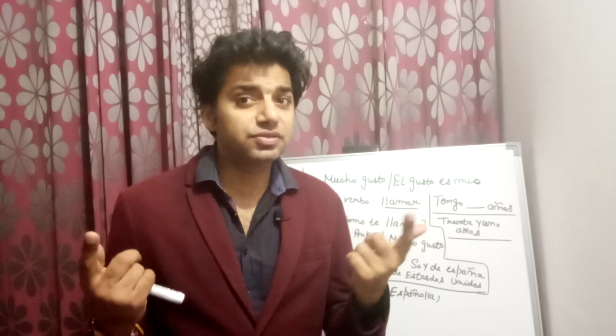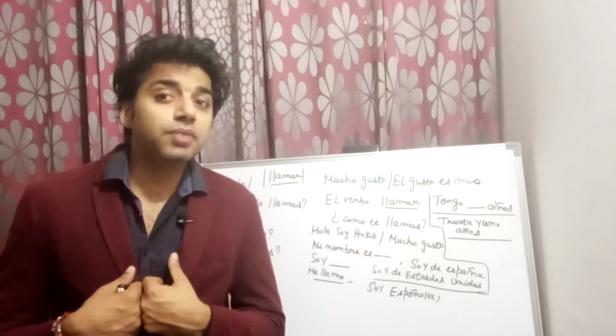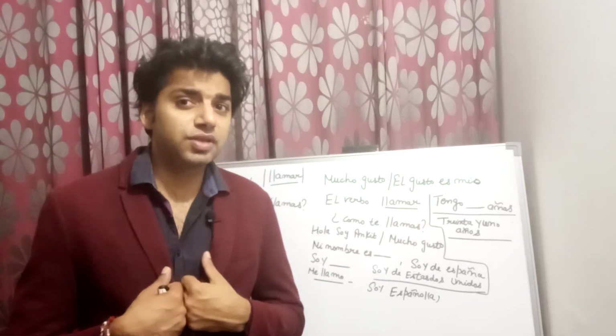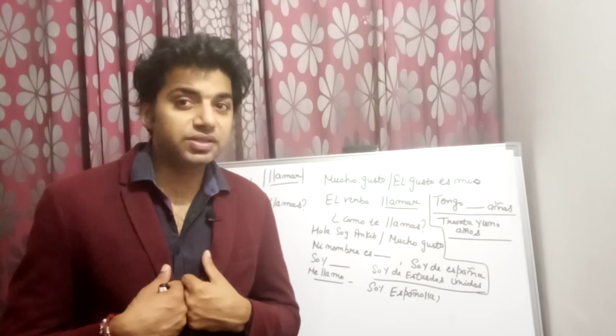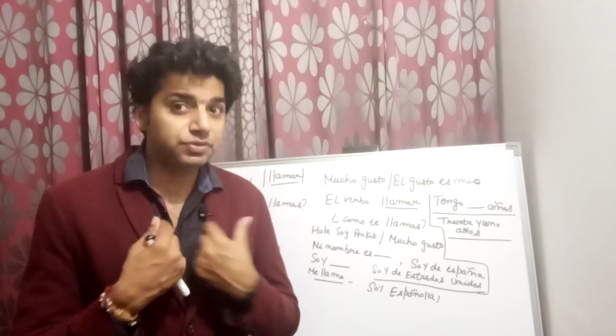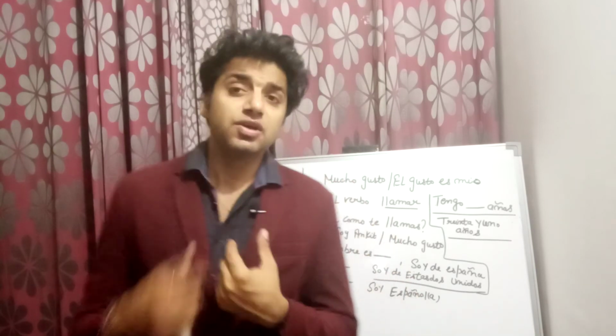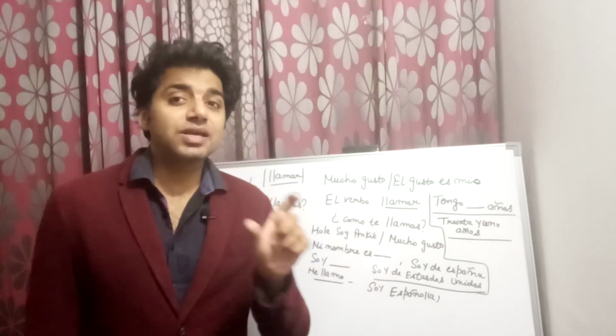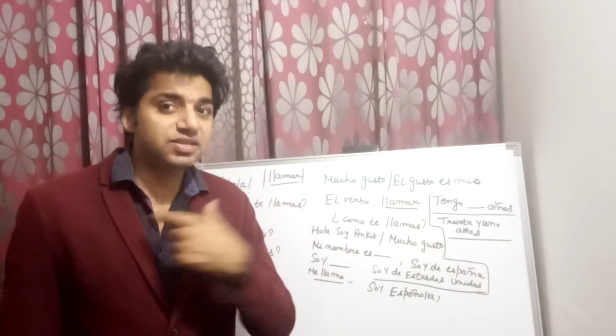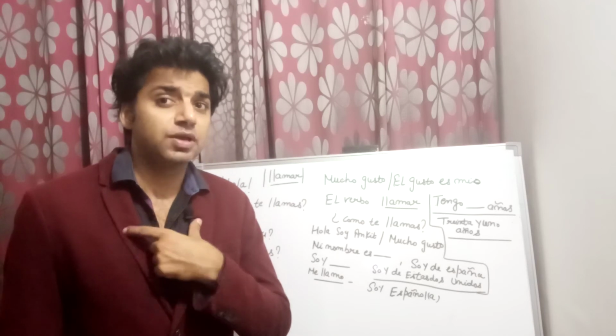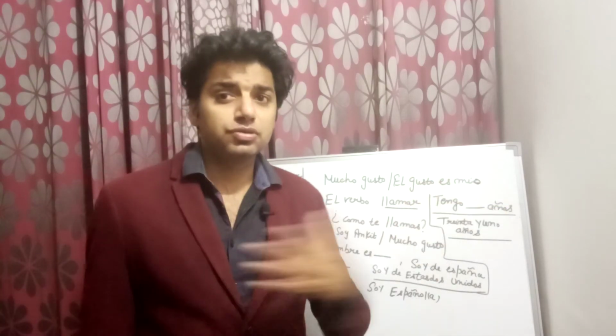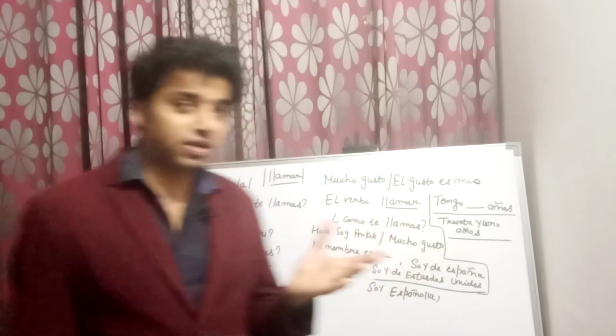¿De dónde eres? So for example, if I am from Colombia, I will say soy de Colombia. Soy de, I am from. We have the verb ser in the Spanish language. Yo soy, soy is I am. Soy de Colombia. Is it clear to you?